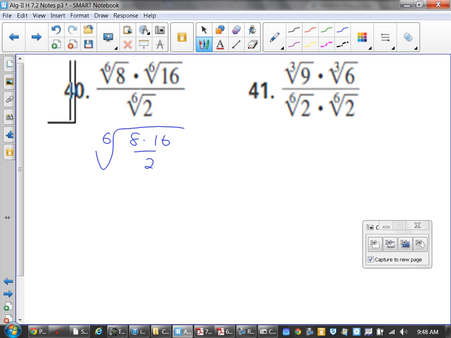Now this one, there's a couple of ways of going about it. There's a couple of ways to set this one up. Combine your nth roots in the numerator, combine your nth roots in the denominator, and you get the cube root of 54 over the 6th root of 4. You okay with that?